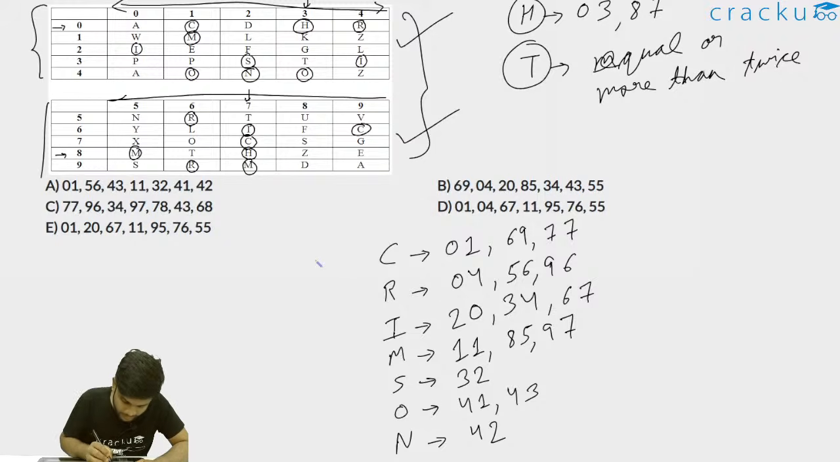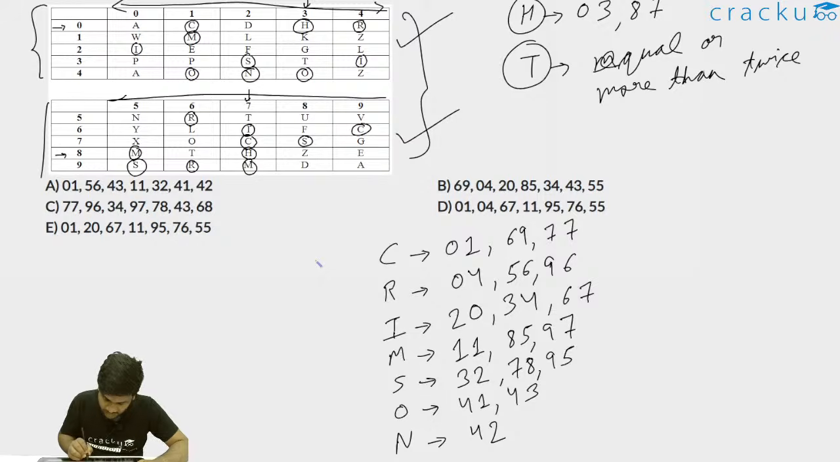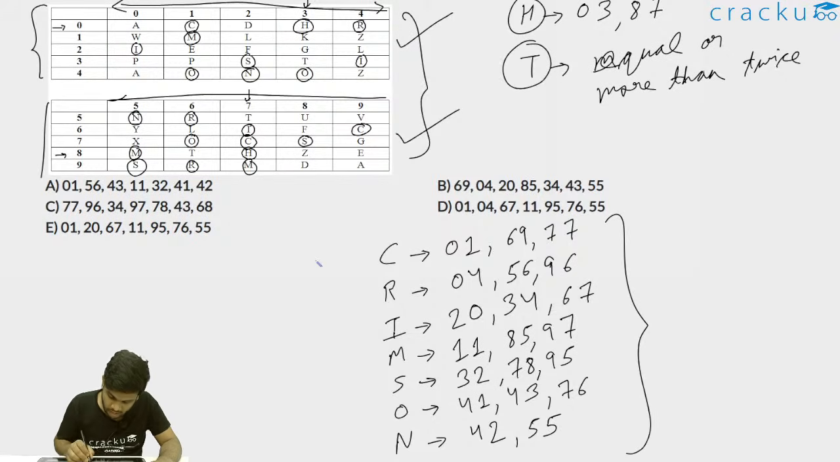Similarly for S is here and S is here. So it will be 7, 8 and 9, 5. For O is here, which is 7, 6, and there is no more O, so it is 7, 6. And for N, the last term, it is 5, 5. Is there any other N? No. So it is 5, 5. Now we know the numbers that are representing each of these letters.